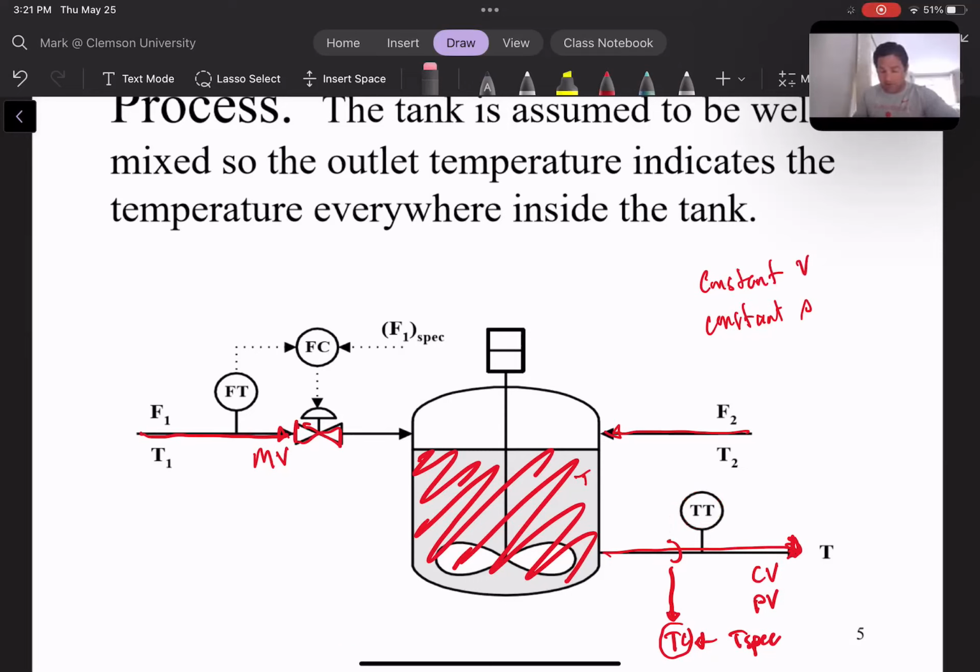Without a controller, in a manual control mode, an operator may monitor the temperature and manually make adjustments to the specified flow rate right here. So F1 specified could be a user specified value, or it could be a value specified by the controller. In one case, you might imagine watching this process: if the temperature changes, you'll adjust the valve position manually to keep it where you want it to be. But really what we want to do is learn how to automate these types of things.